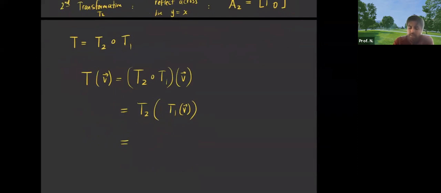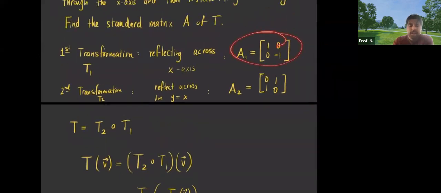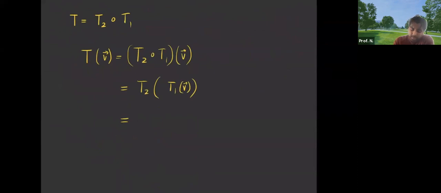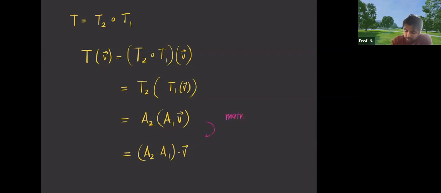But to get T1 of v, I'm really applying the matrix A1. And then I'm going to be applying A2. But because, remember, matrix multiplication is associative, I can also write this as A2 times A1 first, and then v. Matrix multiplication is associative.